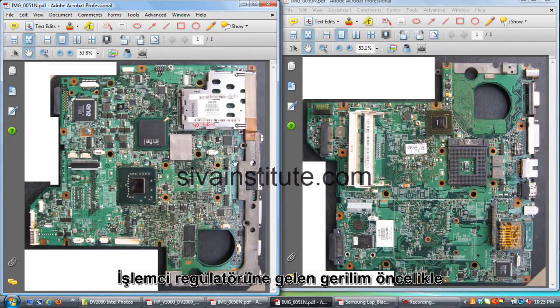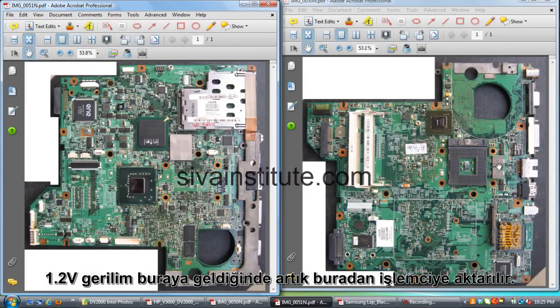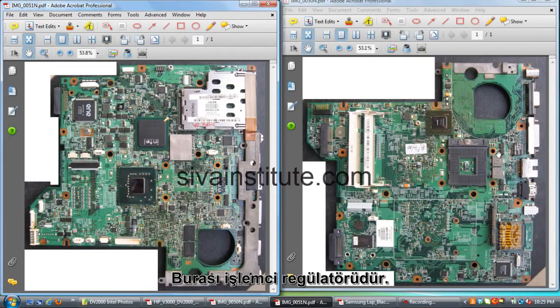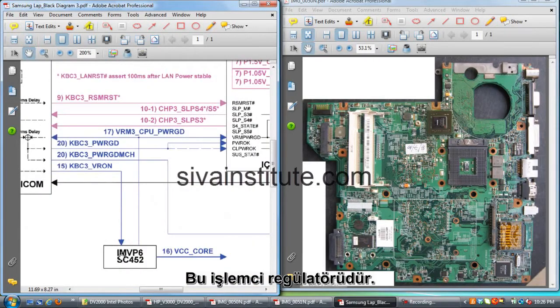This voltage goes to, this is the CPU output, regulator outputs, this is the coil, output coils. From 1.2 volts, voltage is released from these coils, and this voltage goes to the CPU. This is the power regulator, CPU power regulator. This voltage, all power supply is okay. When all power supply is okay, this voltage goes to the IO controller. That voltage releases VR on voltage to the CPU regulator. This is the CPU power regulator.